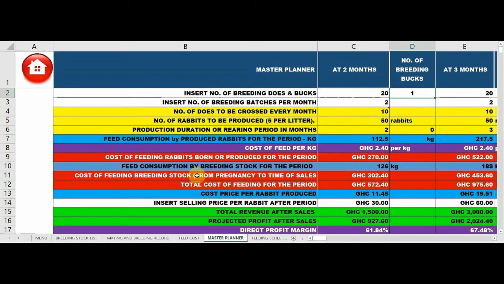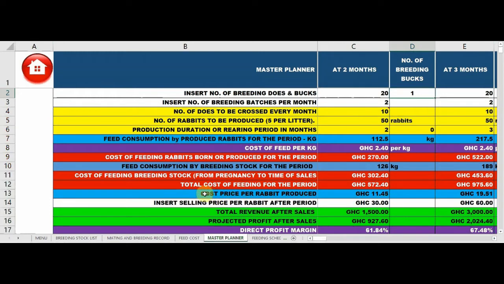So feed consumption by breeding stock for the period, let's say they will eat a total of 126 kilo, based on what you planned and entered, as recommended in the feeding schedule. Then the cost price per rabbit produced: total cost of feeding for the period includes the cost of feeding the produced rabbits and your breeding stock. It will be 572 if you are feeding them on only feed. If you are supplementing with greens, this figure is likely to reduce drastically.